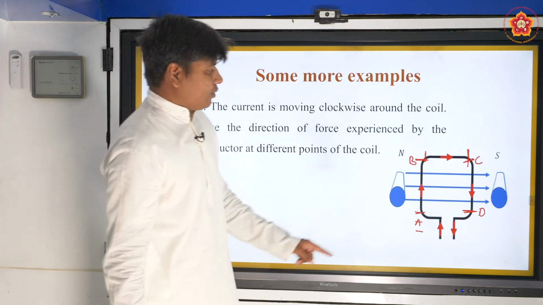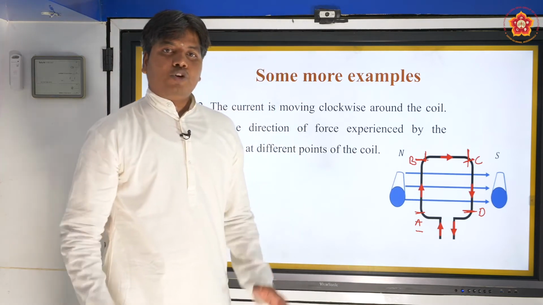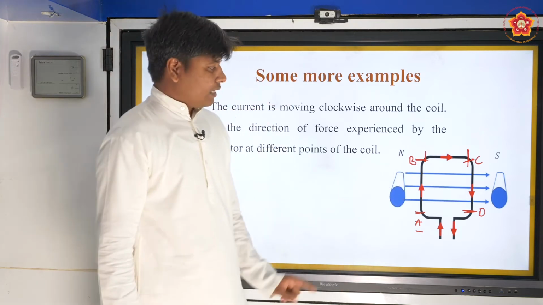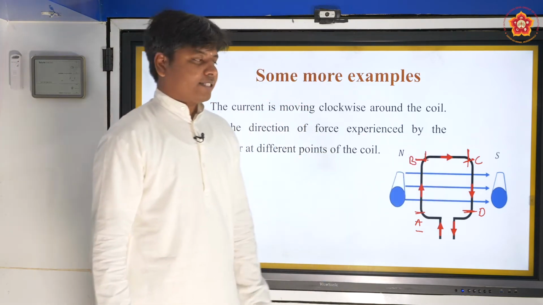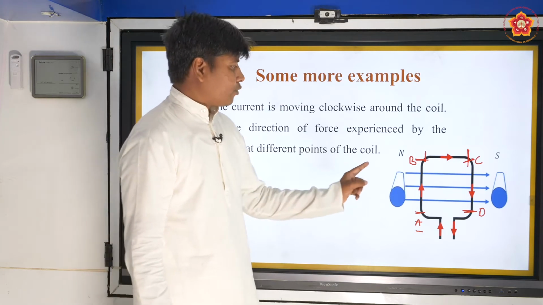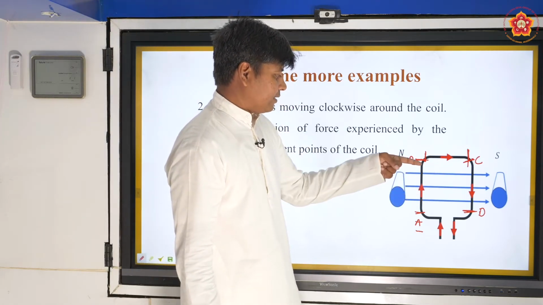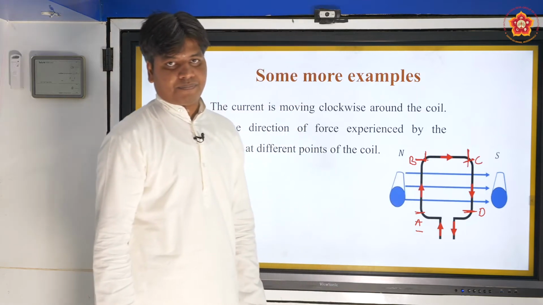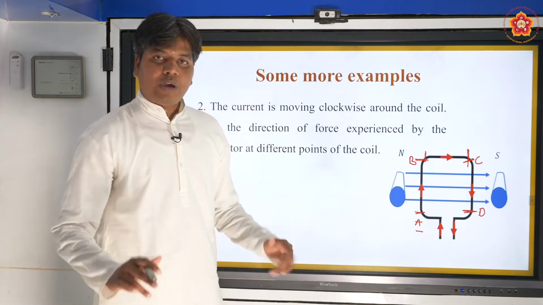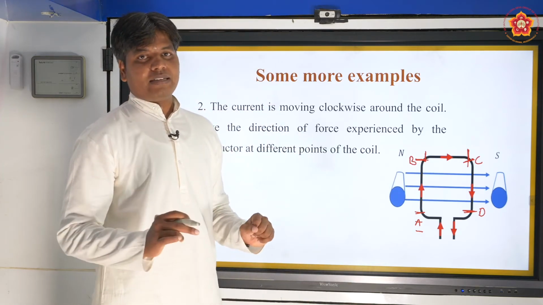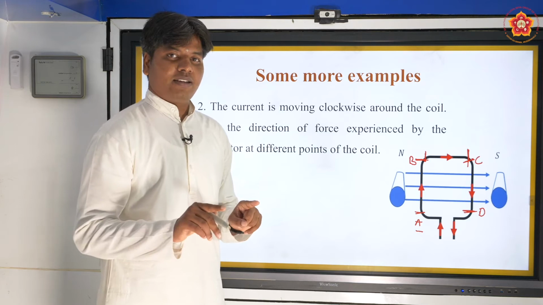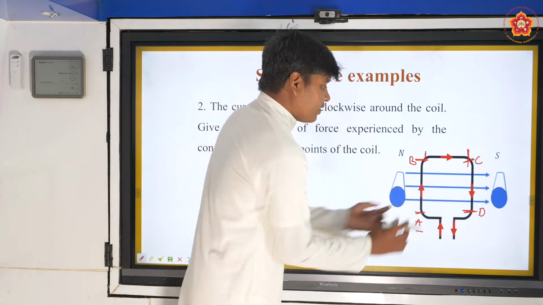Alright. Now see here, your basic intuition should tell you that AB current is in upward direction here. There CD current is in downward direction. For both of the segments, the magnetic field direction is same, from north to south. Here also the magnetic field direction is same. Here also magnetic field direction is same. The only change is the change in the direction of current. When you have change in the direction of current, that means the direction of force should also change, right? That means if it is going down, it should come up.